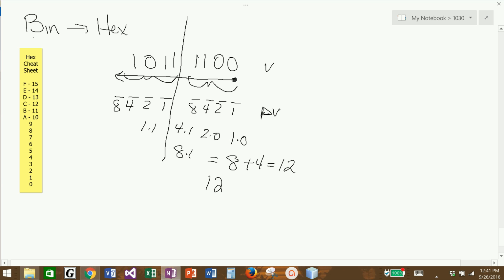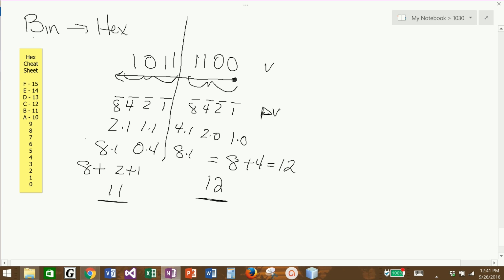This is going to be 1 times 1, and then I see a 2 times 1. I see a 0 times 4. I think I reversed that. And then I have an 8 times 1. Ultimately, this is going to be an 8 plus a 2 plus a 1. This number is going to be 11. And so this nibble is equivalent to 11.